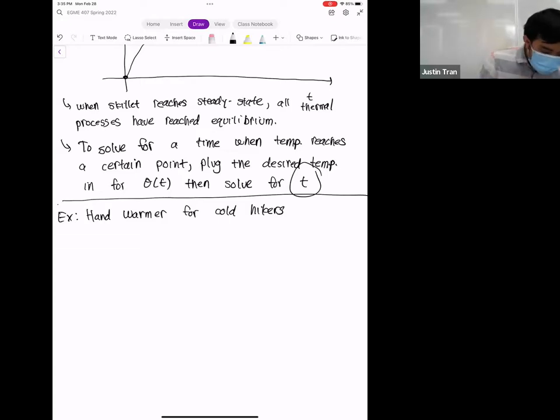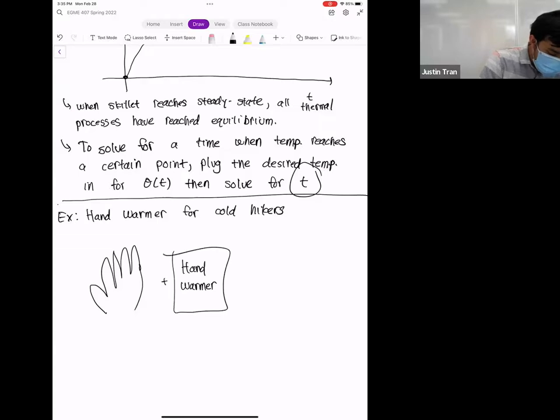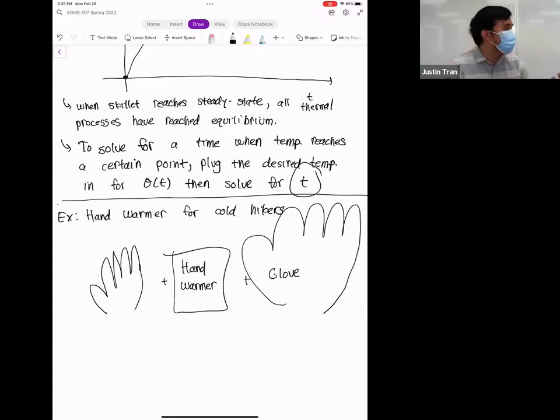Okay. And so it looks something like this. And so let's say that you have your hand. 1, 2, 3, 4. Okay. And so you're going to add the hand warmer. That's a hand. Come on now. And then you have a glove on top of it. Okay. So I'm going to draw an exaggerated glove because the glove should be bigger than your hand. Okay. And so you put the hand warmer on your hand, you put the glove on top of it, and then you have warm hands. And so that's really nice.